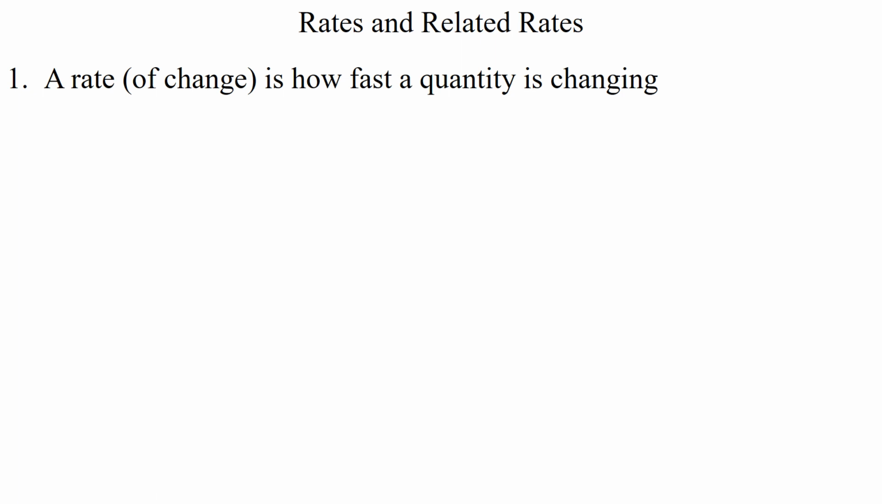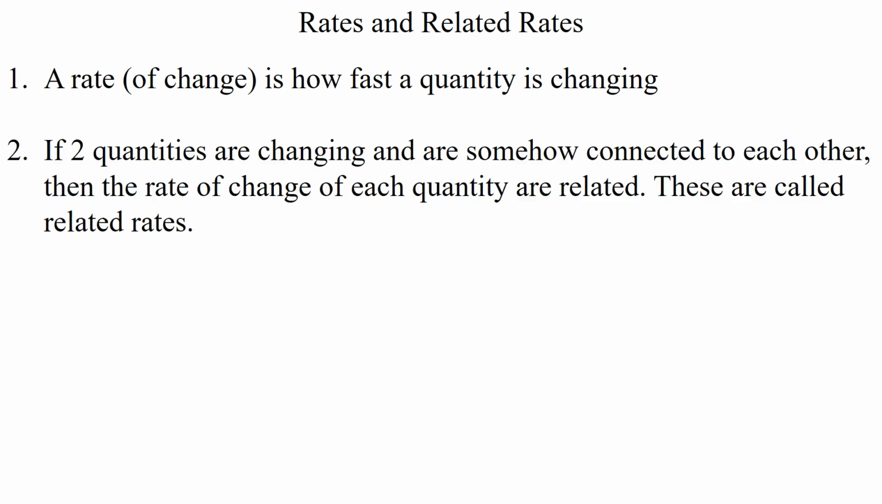A rate of change is how fast a quantity is changing. And in these related rate problems, we're going to have two quantities changing. These two quantities are changing, but they're somehow connected to each other. They're connected to each other because they're both on a skateboard, both on a ladder, they're both part of a balloon being blown up. Somehow they're connected to each other. So the rates of change of each quantity are related. So those are called related rates.